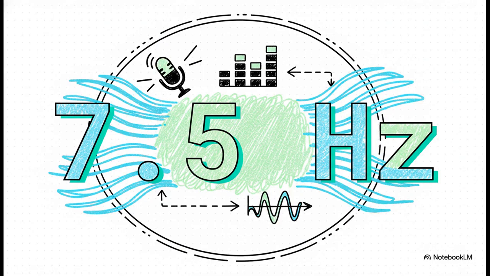So how in the world does it work? Well, the secret sauce is this, an ultra-low 7.5 Hz frame rate tokenizer. What that really means is it can capture the audio signal with insane efficiency. It keeps all the high-fidelity sound but slashes the computational load. This is the core innovation that makes processing long audio in a single shot even possible.